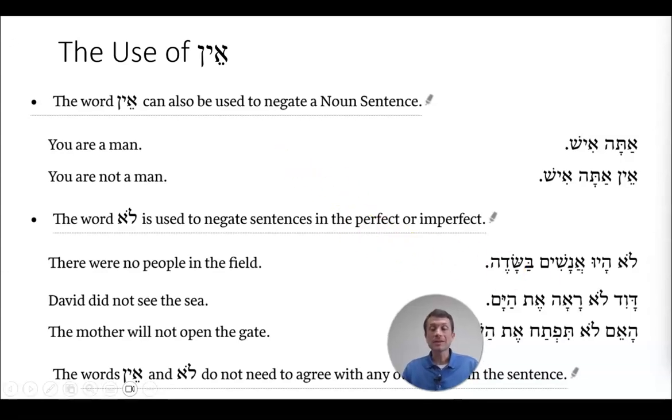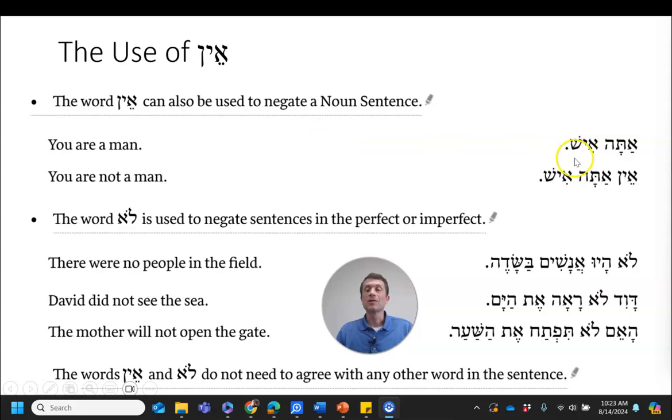Ein can also be used to negate a noun sentence. So if you have ata ish, like you are a man, you can put ein ata ish, you are not a man. Now the word lo is used to negate sentences in the perfect or the imperfect, right? So you have lo, and we have examples here. You can look at that in your textbook. Lo is used with verbs typically. The word ein can be used with a noun sentence or with a participle, as we'll see later on. The words ein and lo do not need to agree with any other word in the sentence. Ein does not inflect, just like yesh.